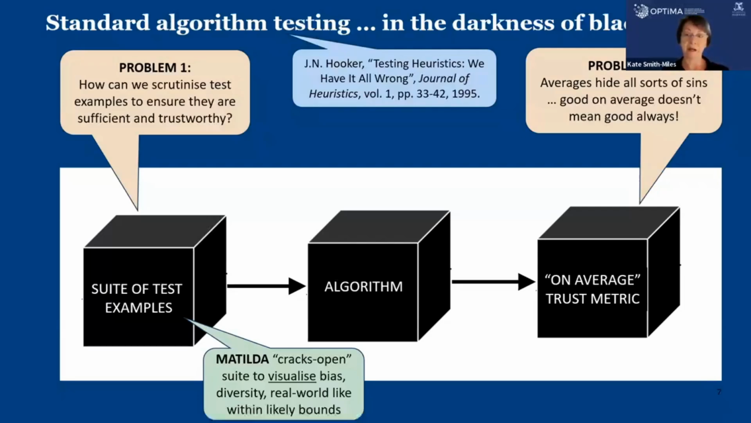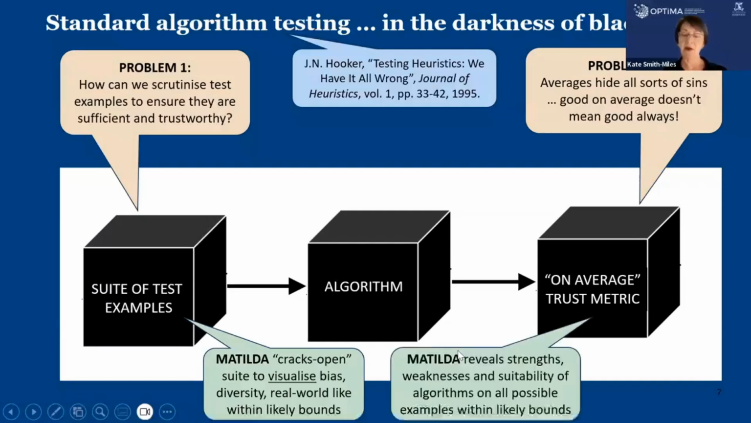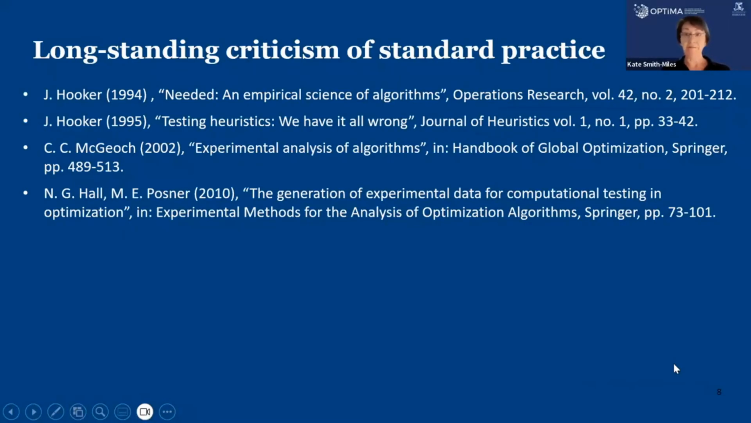And so Matilda will crack open the suite of test examples to help you see it, to visualize the bias, the diversity, the bounds within which instances can lie, and to see whether or not our test suites are adequate. Maybe there's great big holes in the space where we have no knowledge of how an algorithm is performing because we're not actually collecting instances that live there. So we'll see that. Matilda on the algorithm side is also going to help us visualize the strengths and weaknesses of algorithms across the boundaries of the whole space. So that's where we're heading.